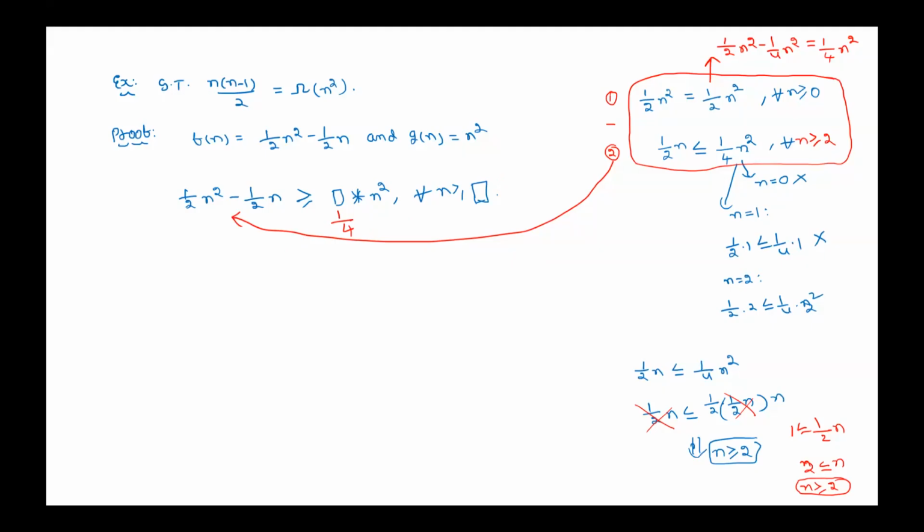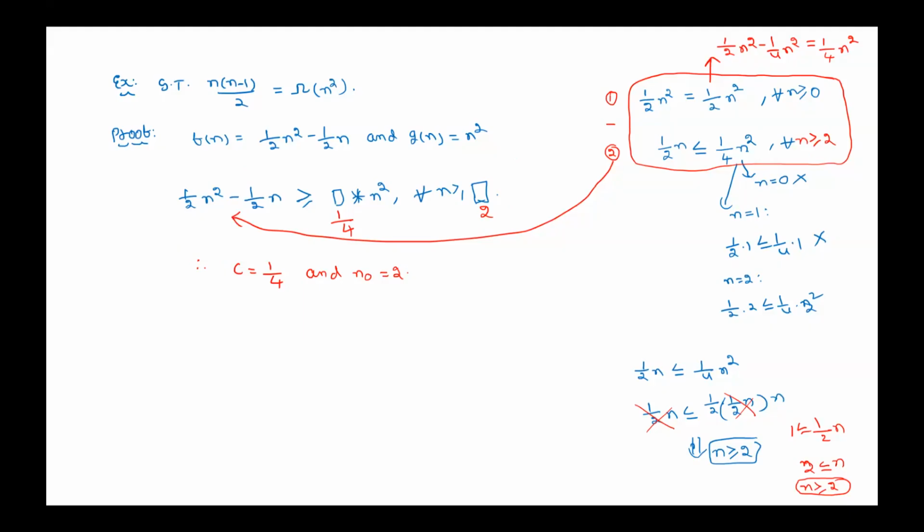For what value of n? Sir, this is true for n greater than or equal to 0. This is true for n greater than or equal to 2. Combination will be true for greater than or equal to 2. So that means finally what are the values that you have got? C equal to 1 by 4 and n naught equal to 2. Is that correct or not?